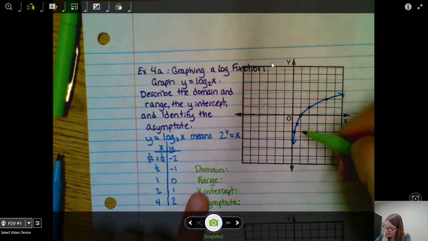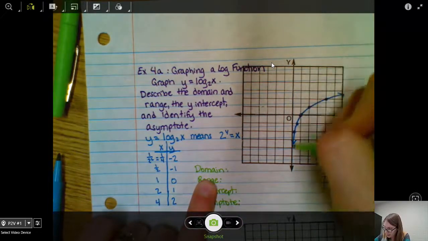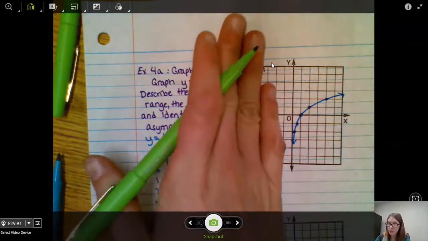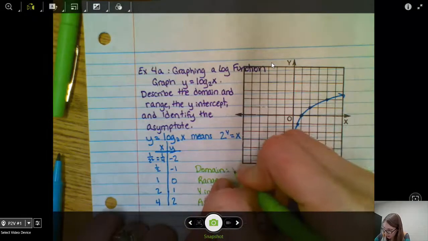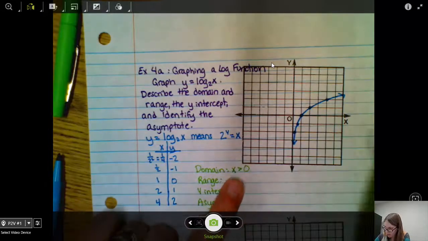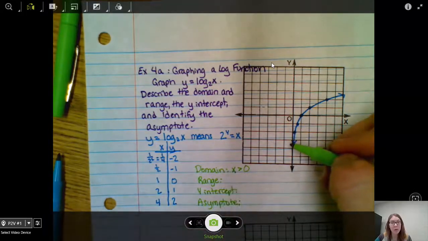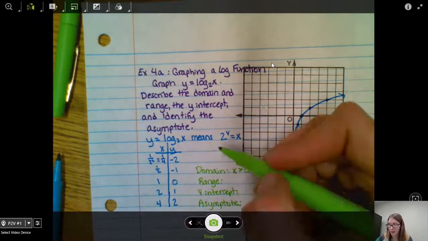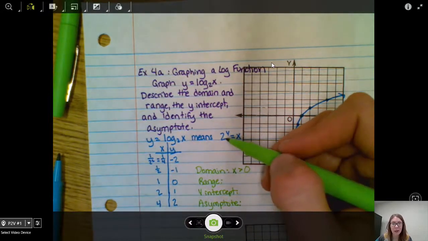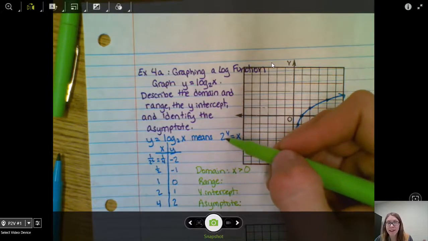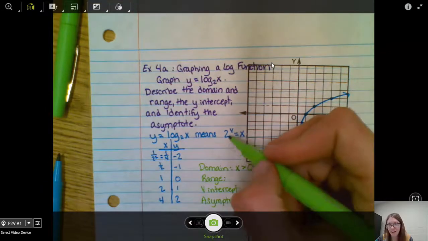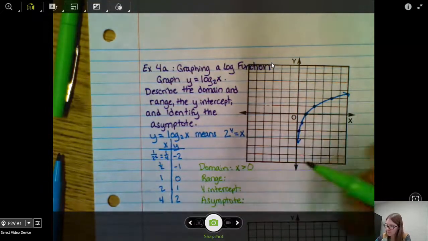So our domain, again, keep in mind that we have this asymptote here. Our graph's never going to go on this left side. So our domain, x has to be greater than 0. Okay, and x can never equal 0 either. Because 2 to any power, if y is positive, we're going to get big values. If y is negative, we're going to get small fractions. We're never going to be able to get 0.